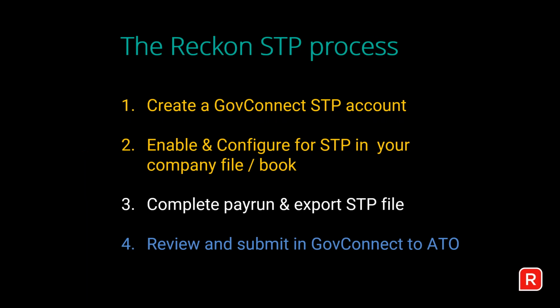The Reckon STP process can be broken down into 4 basic steps. Firstly, creating the GovConnect STP account. Secondly, enabling and configuring for STP in your company file or book. Thirdly, complete the pay run as usual, and then do the additional steps to export the STP information. And finally, review and submit that information in GovConnect to the ATO.